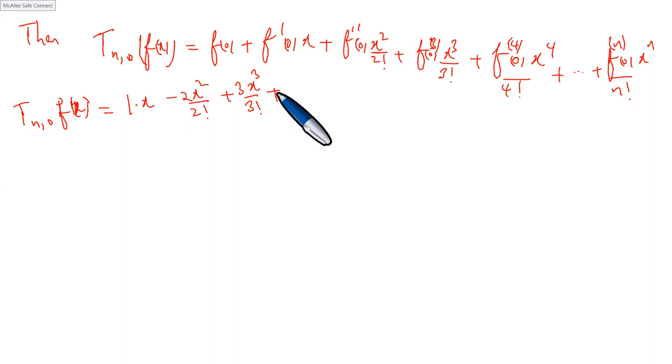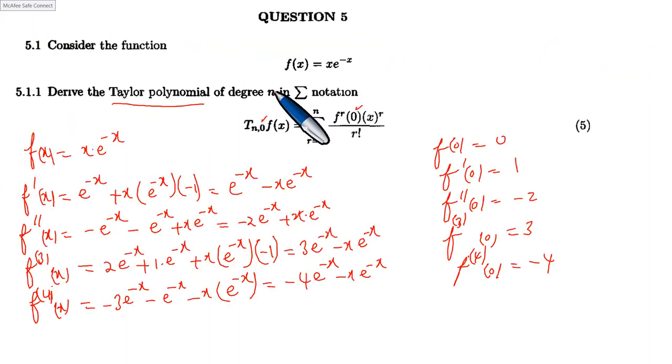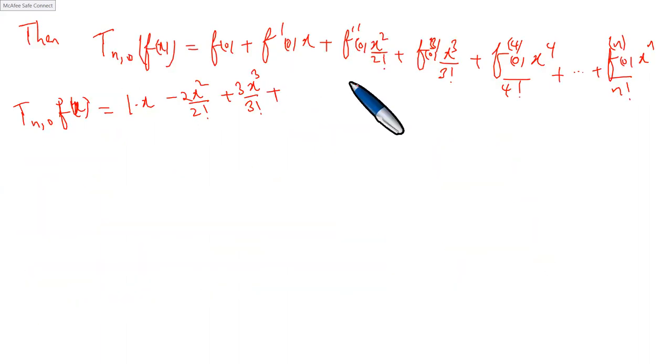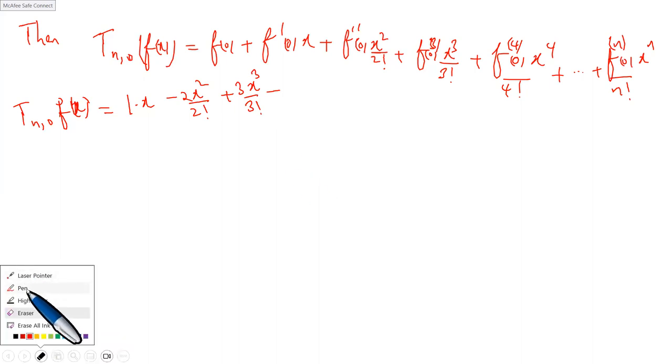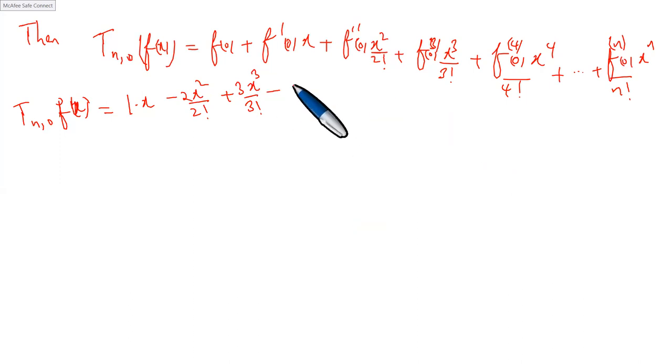The fourth derivative, minus 4. Okay. Minus 4. Right, so this is minus 4 x to the fourth power over 4 factorial. And then the pattern looks very clear.